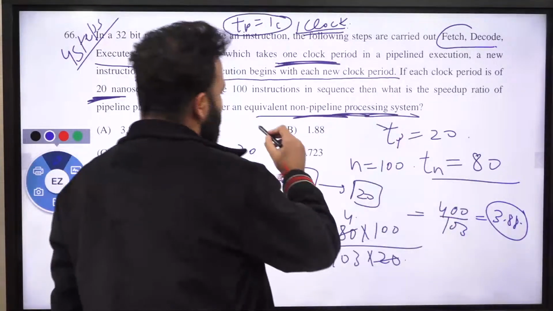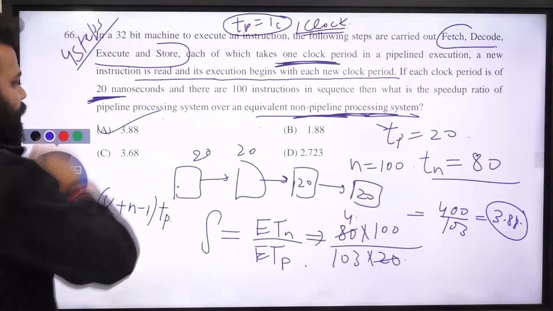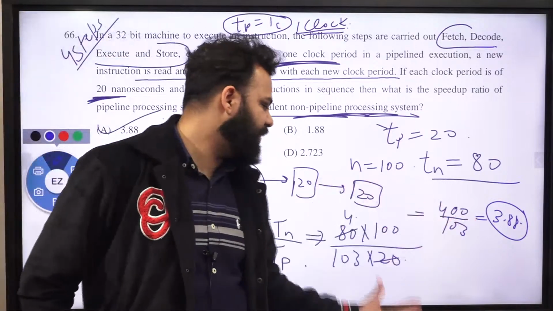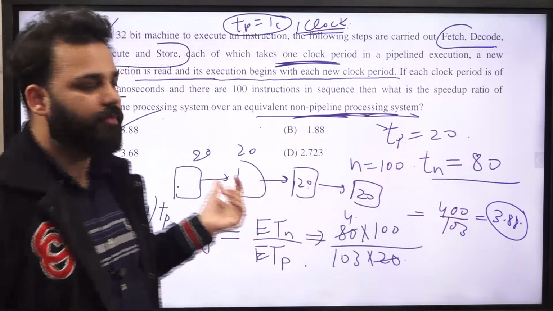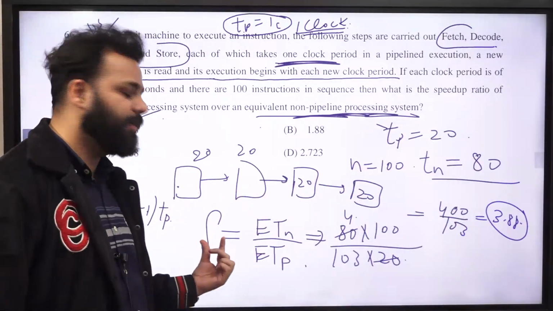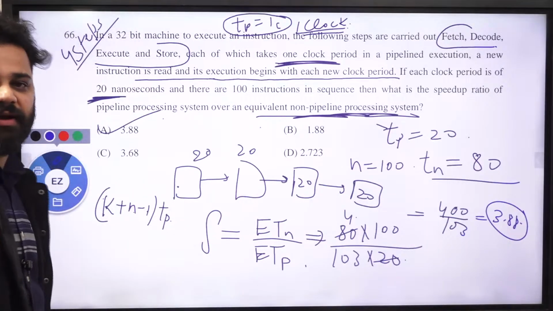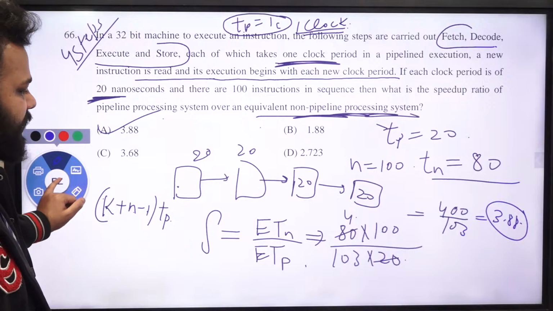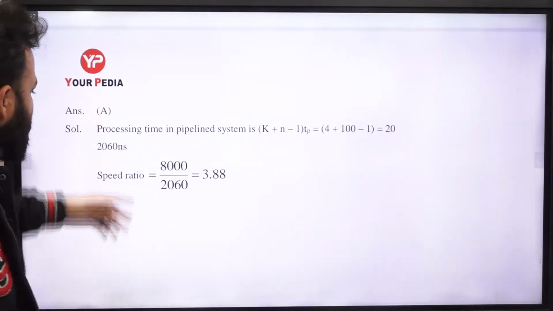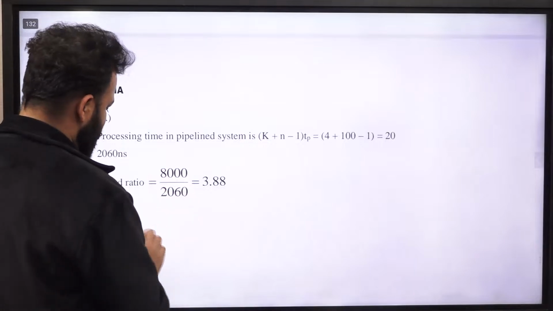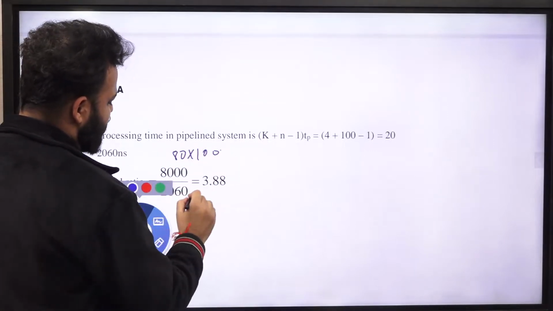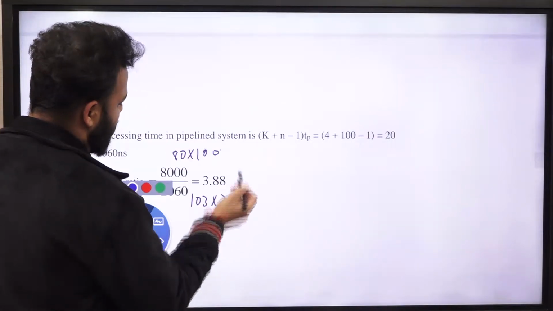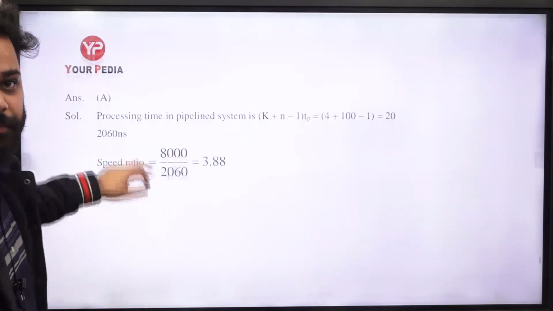So these are simple operations that we are doing, but we need to understand how TP and TN are going to behave in these scenarios and what will be your speed up factor in that case. So 3.88. In the solution, again 8,000, which is nothing but 80 into 100, and this is nothing but 103 into 20. So that is the thing that we use here.